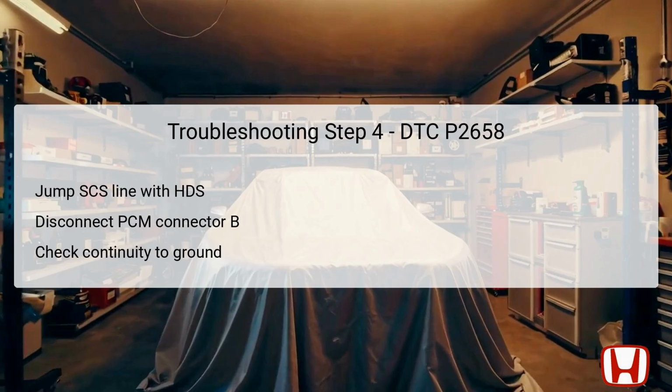After disconnection, it's essential to check for continuity between terminal B28 of the PCM connector and the body ground. This ensures that there are no breaks in the wiring and that the PCM is properly grounded, enabling it to function correctly. Any issues identified here can point toward either a wiring fault or a defective PCM, which could validate the presence of the original DTC.